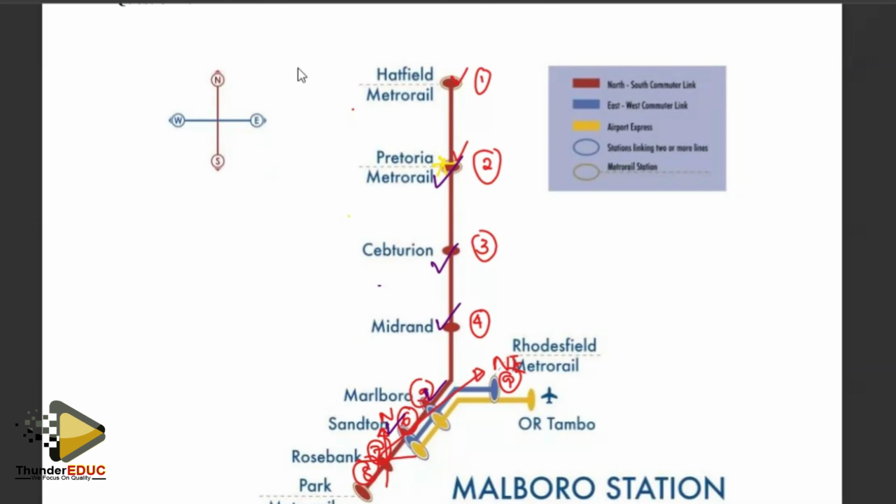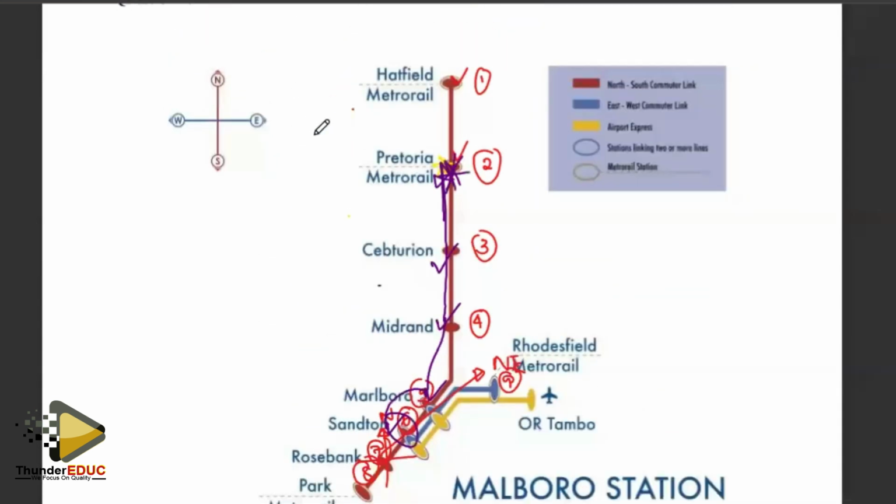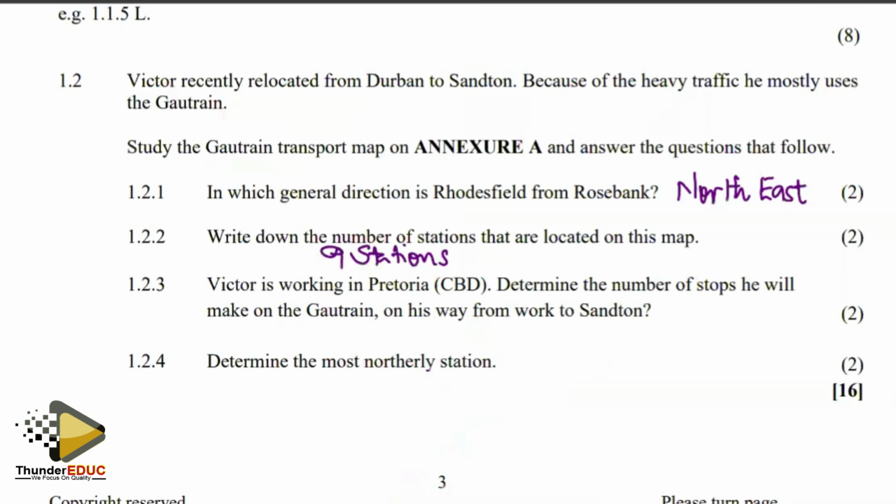Write down the number of stations. Okay, how many stops does he make? He makes 4. We can't count Pretoria, because it's leaving. He is not stopping, it's leaving. So he leaves, he stops here. He stops there, he stops at Marlboro. Then eventually at his place. Actually, there would have been 3 stops. Here, he leaves, he stops, he leaves, he stops, he leaves and stops there. Then the final destination. Okay, there are 4. 1, 2, 3, 4. So there are 4 stops.